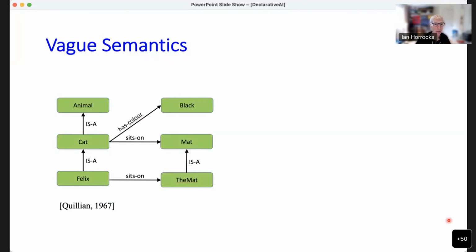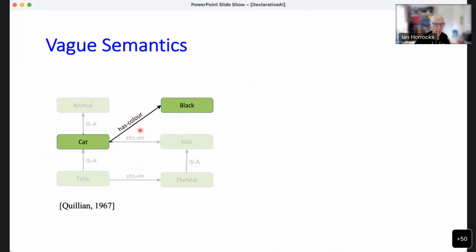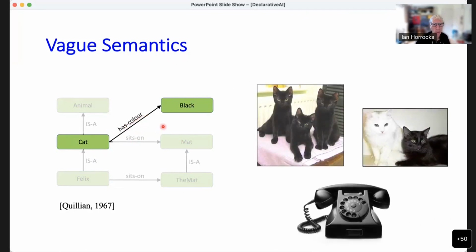to represent knowledge. And this is a little example from some work of Quillian going back even to the 60s. And he was pointing out that we have, for example, in this graph, this edge connecting cat to black, labeled has color. And, intuitively, this is saying something like cats have color black. But it's not completely obvious what this really means.